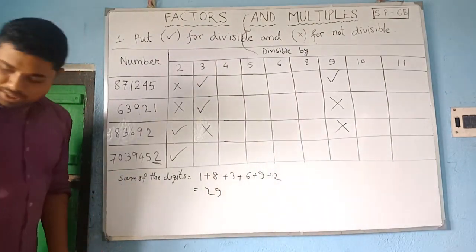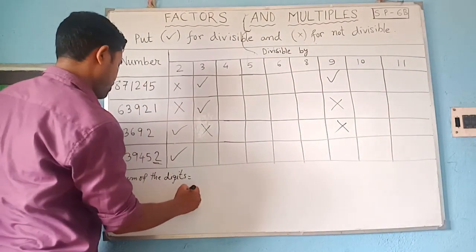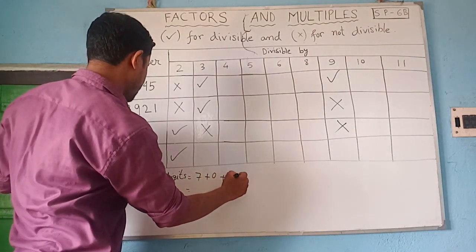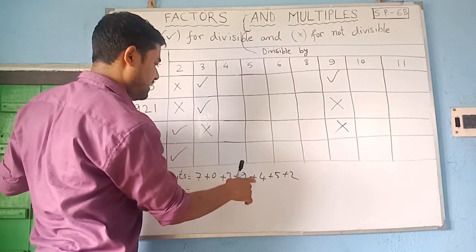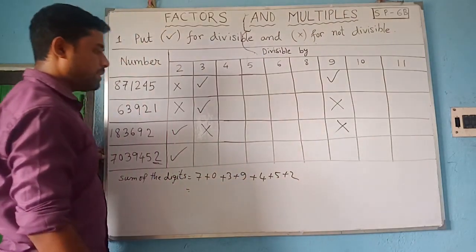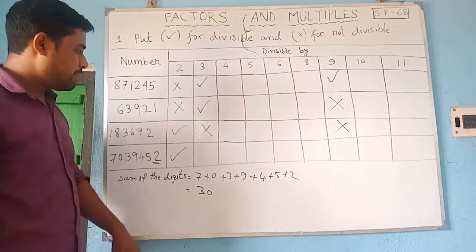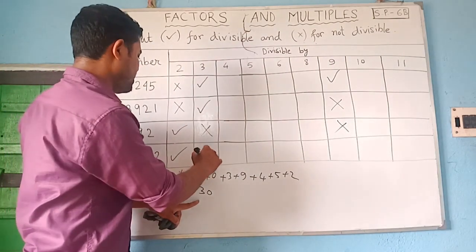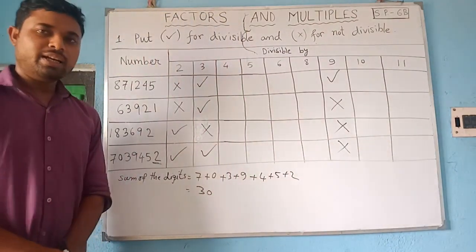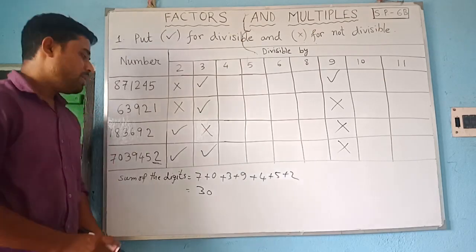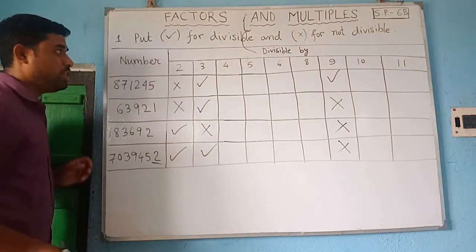Now for this number, come to here. Just write it: 7 plus 0 plus 3 plus 9 plus 4 plus 5 plus 2. So 7 plus 3, 10, 10 plus 9, 19, 19 plus 4, 23, 23 plus 5, 28, and 28 and 2, 30. So check 30 by 3. Yes, you can divide it by 3, so it is divisible by 3. You cannot divide this by 9, so this is not divisible by 9. Is it clear? I hope that you have learned it. This is the divisibility rule of 3 and 9.